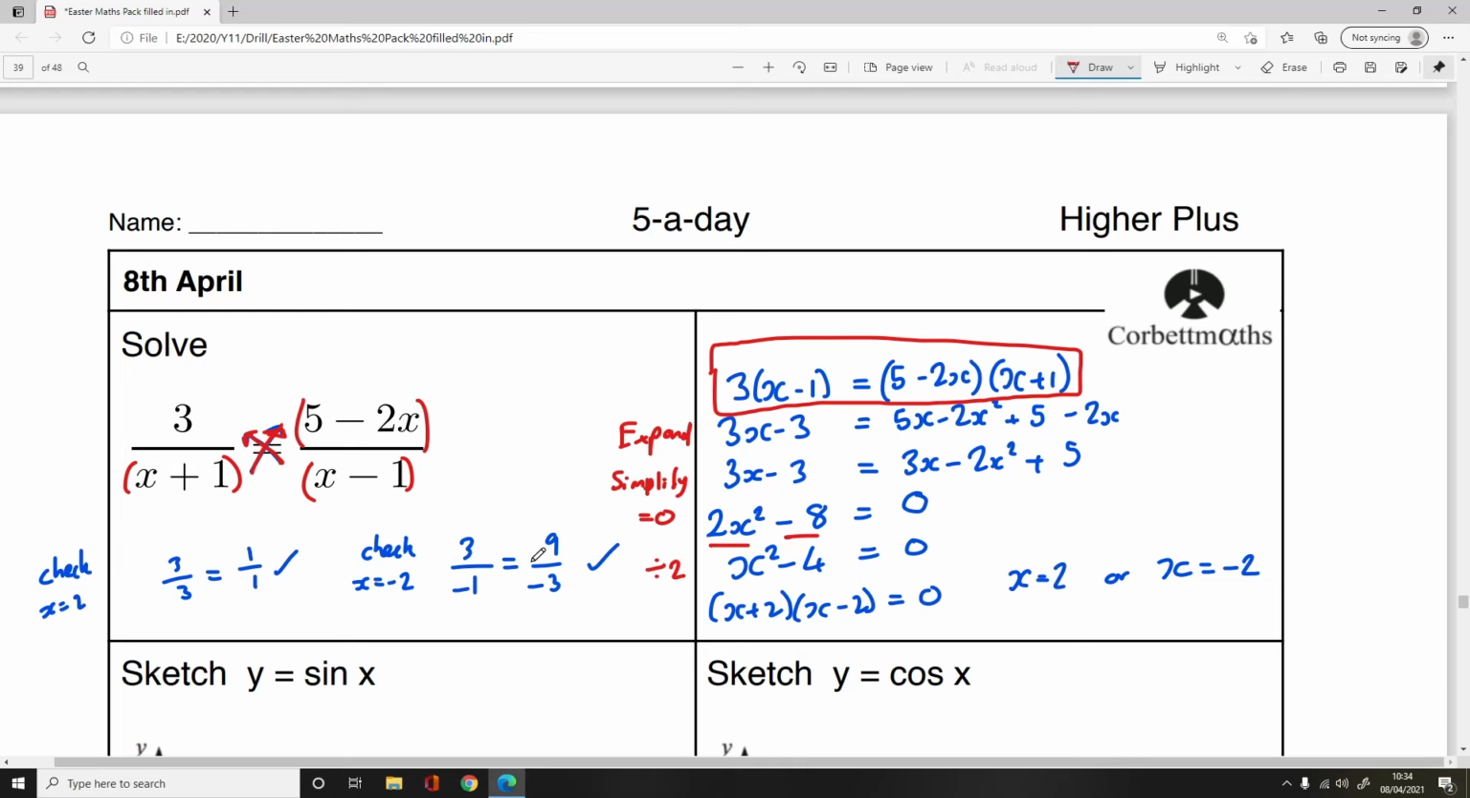And 3 over minus 1 is 9 over minus 3. So you can do a check at the end if you're not sure.